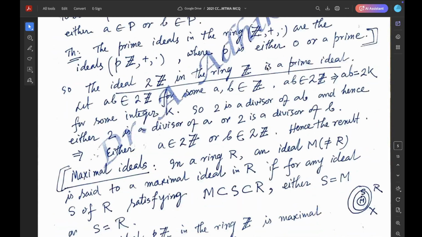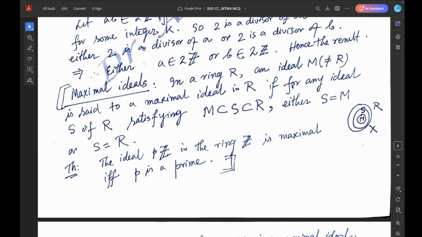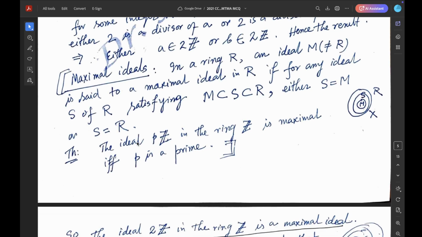Next, what is a maximal ideal? In a ring R, an ideal M not equal to R is said to be a maximal ideal in R if for any ideal S of R satisfying M is a subset of S is a subset of R, either S equals M or S equals R. Then this M is called a maximal ideal.